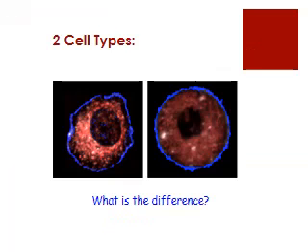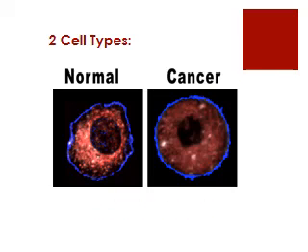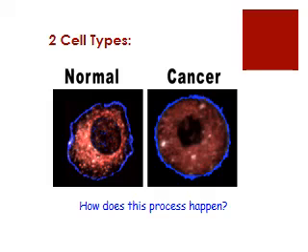First, I'm going to show you 2 cell types, and I'd like if anyone knows what is the difference between the cell on the left and the cell on the right. Feel free to type that in the box. Well, the cell on the left is a normal cell. Some of you got that. And the cell on the right is a cancerous cell. So how does this process happen? How does a cell go from being normal to cancerous?